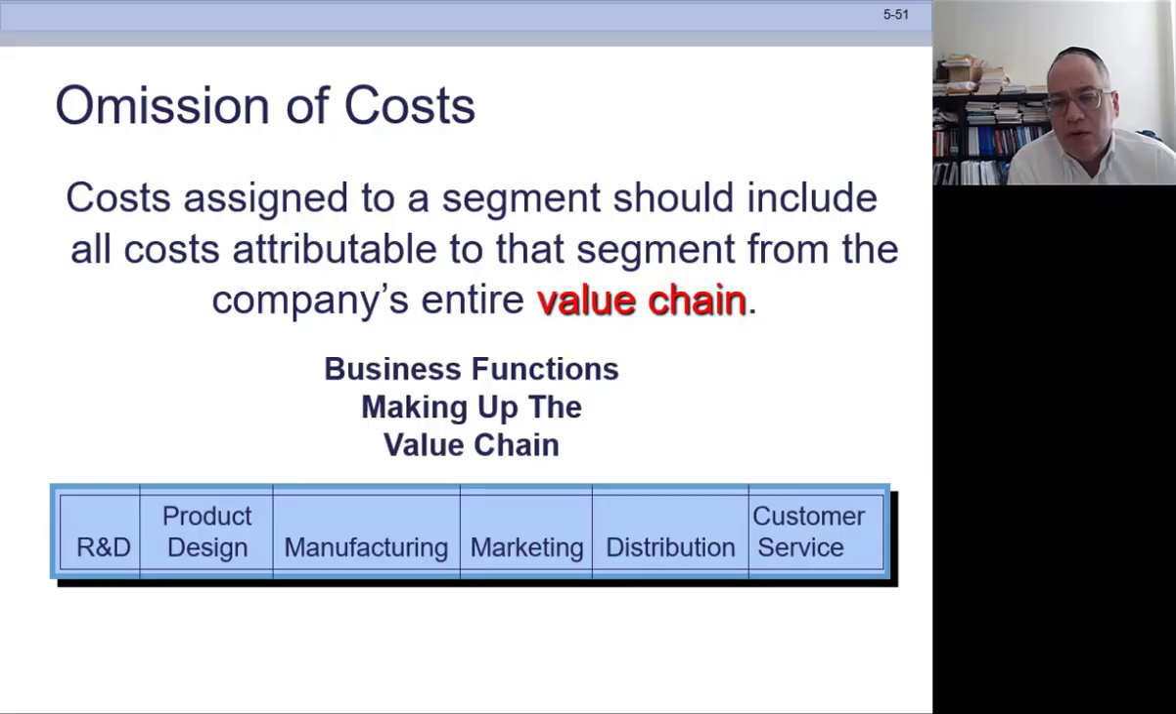So you have to be careful when you apply this to make sure that you've got your common fixed expenses in there. When you work on these analyses, you want to include all of the costs that are part of the company's value chain. That includes things like R&D, product design, manufacturing, marketing, distribution, and customer service. That being the value chain. In other words, you have research that is the foundation for the product design. You manufacture the product. That's what we always think of. We think of marketing and distribution, but there's also customer service. And all of these costs should be included in your analyses.